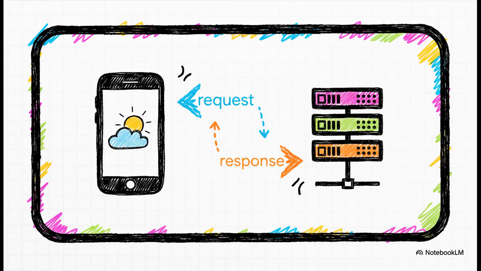And this usually happens in what we call a client-server model. So think back to that weather app on your phone. Your app is the client. It needs data. It sends a request out to a remote server that has all the weather information. The API is the messenger, the go-between, that makes sure that entire conversation happens smoothly without any misunderstandings.